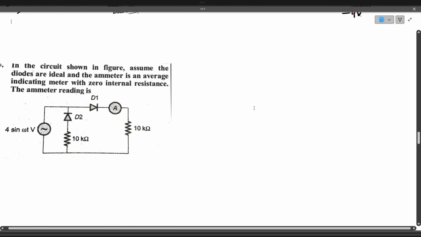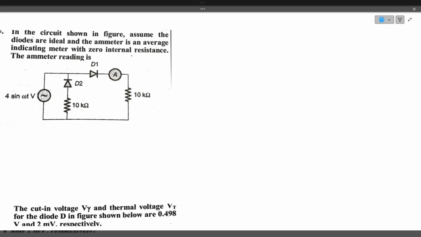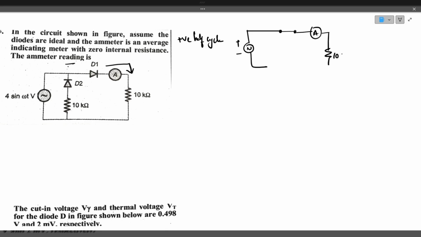In the circuit shown in the figure, assume the diodes are ideal and the ammeter is an average indicating meter with zero internal resistance. The ammeter reading is? We need to find the current flowing through the ammeter. During the positive half cycle of the sinusoidal input, D1 is forward biased and current flows through D1. D2 is reverse biased and acts like an open switch, so there is no current in it. Current flows in this direction.